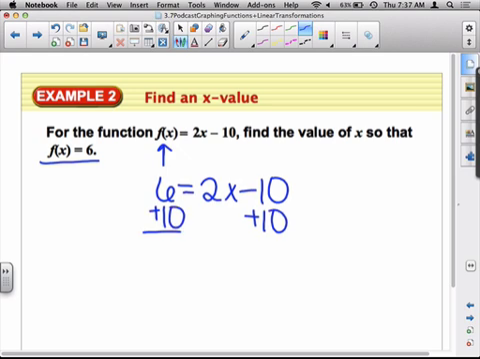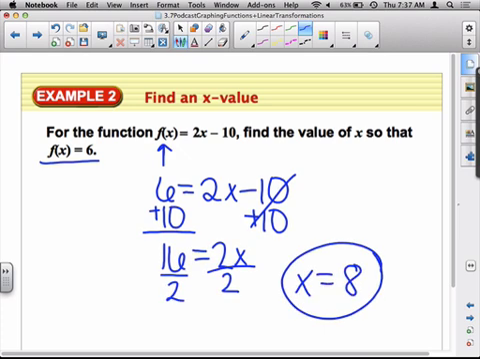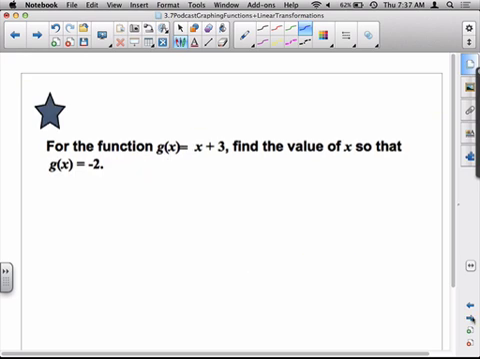Add 10 to both sides. Divide by 2. So x equals 8. So when f of x equals 6, x equals 8. Go ahead and solve this problem for the function g of x equals x plus 3. Find the value of x so that g of x equals negative 2.